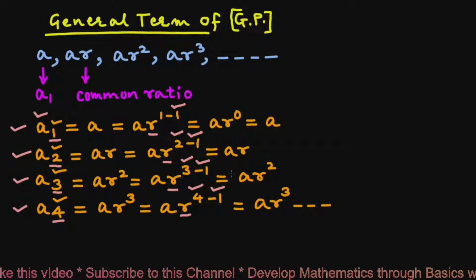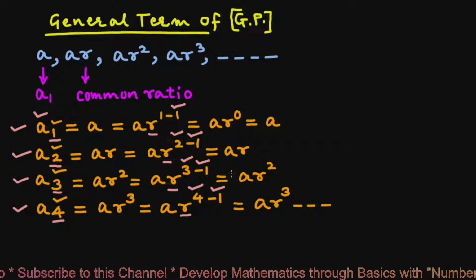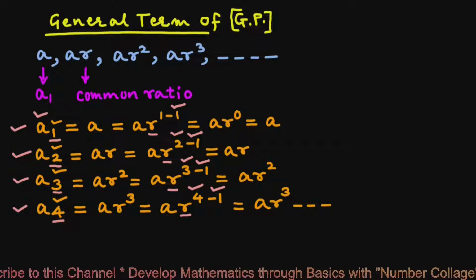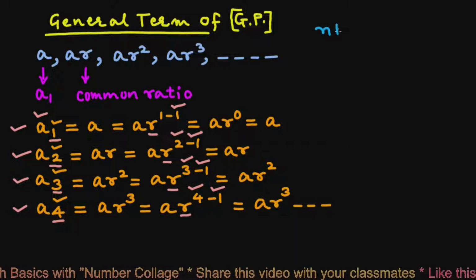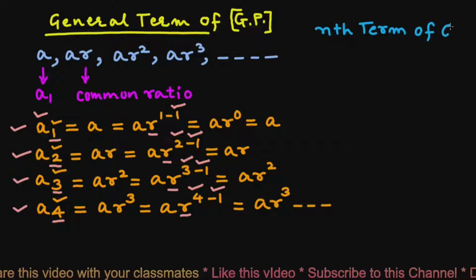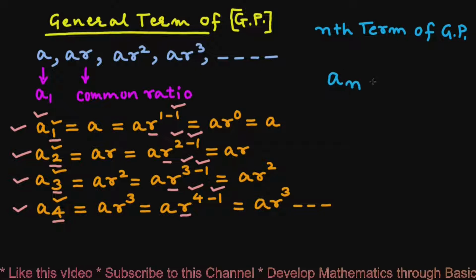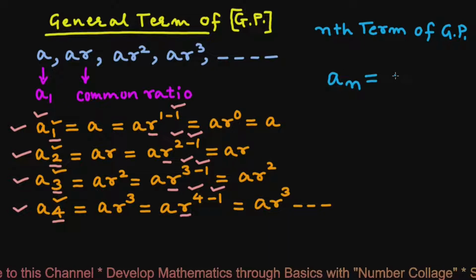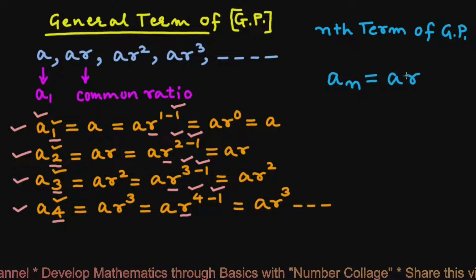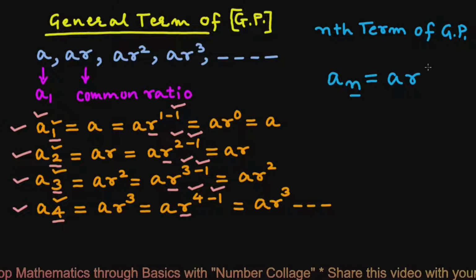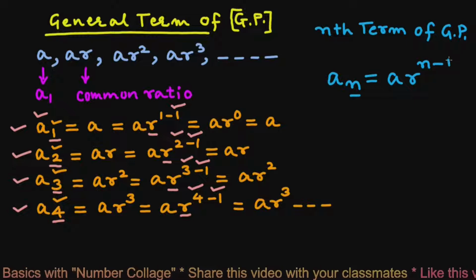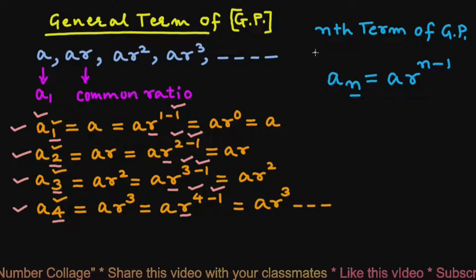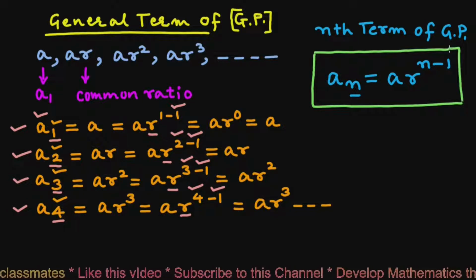Now this pattern continues, and we can write the general term of this GP, or the nth term of a GP, as An, which will be the first term A, then R is raised to this power n, which further is subtracted by 1. So this will be the nth term of a GP. Now we will see a few examples.